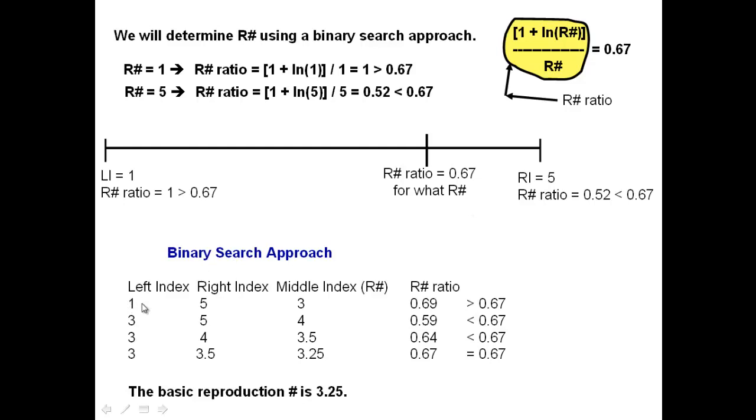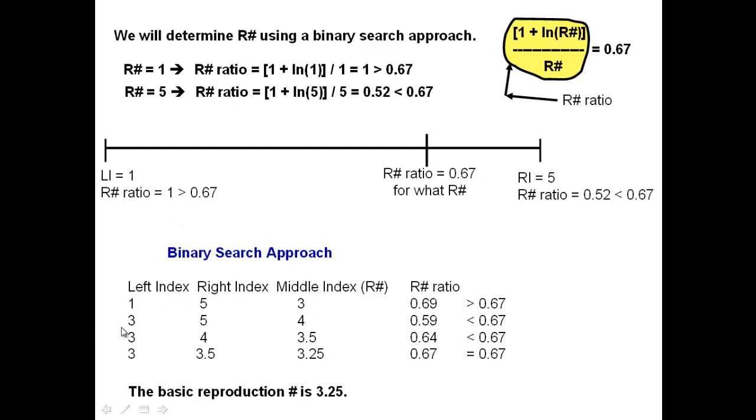So if left index is 1, right index is 5, middle index is 1 plus 5 over 2, the average of left and right index, which is 3. So substitute r hash equals 3 in this r hash ratio expression and find what value of r hash ratio we get. So 1 plus log 3 divided by 3 comes out to be 0.69, and it is greater than 0.67. So that means you can move the left index to the right by setting the left index to be the value of this middle index.